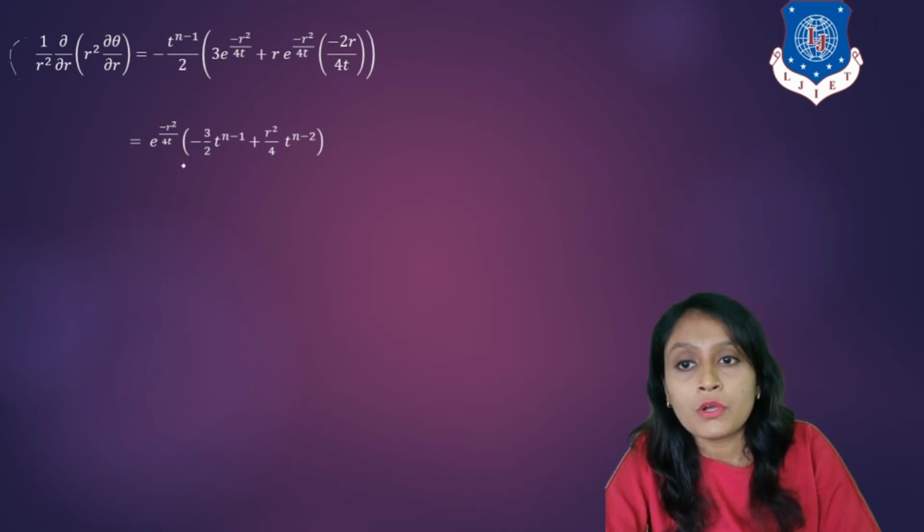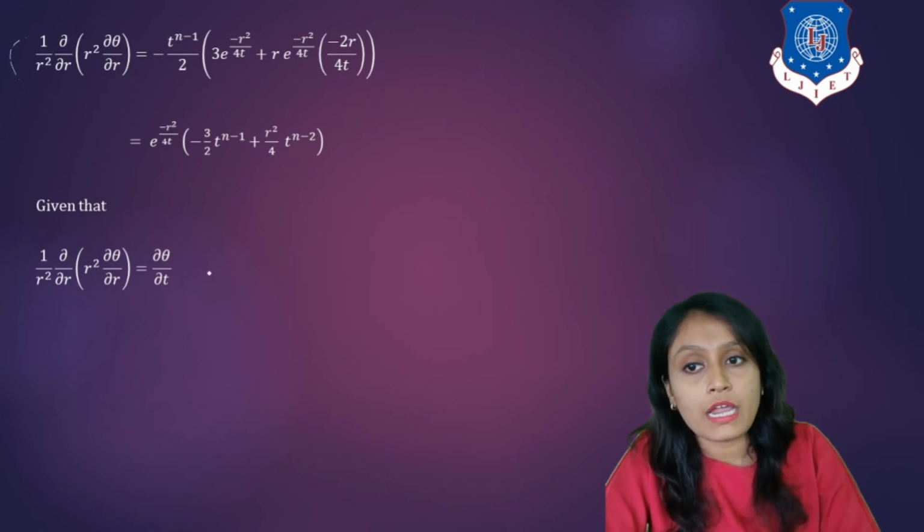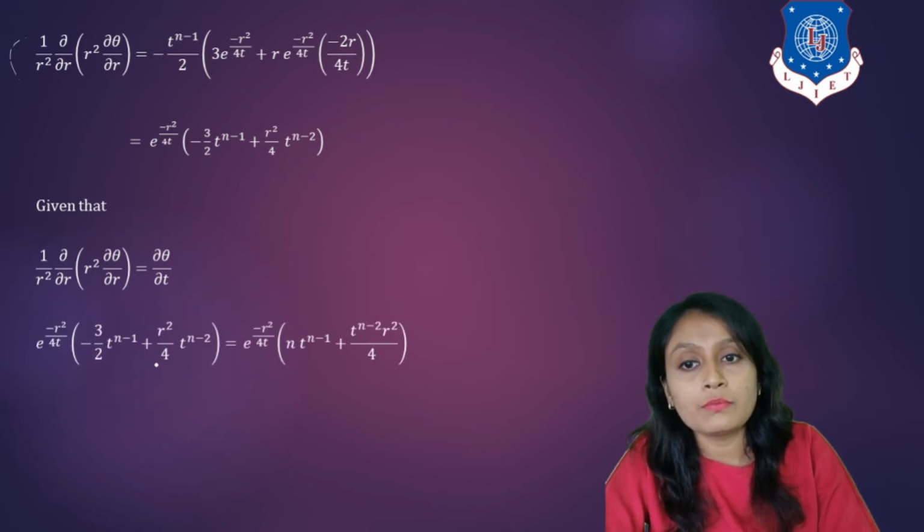Okay, next what is given? Given that 1 upon r square into del by del r of r square into del theta by del r is equal to del theta by del t. So we have to write both the terms, right?